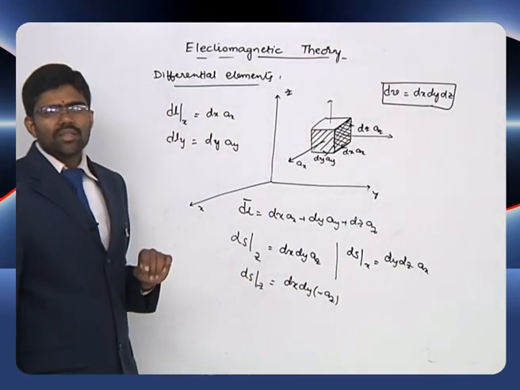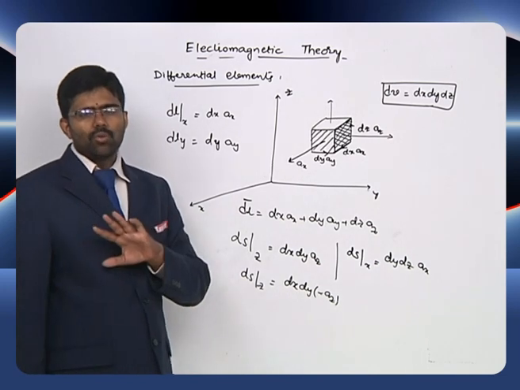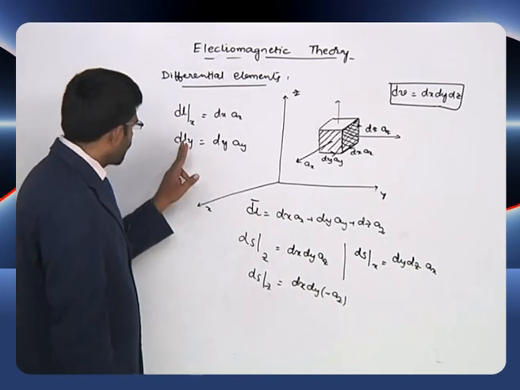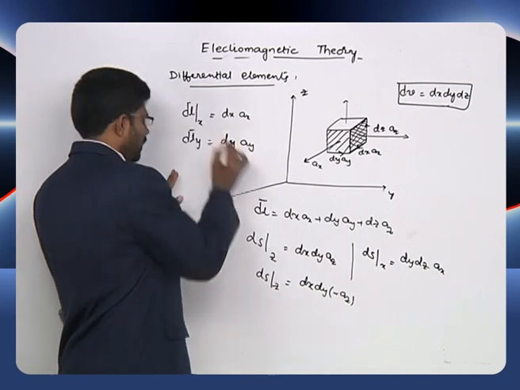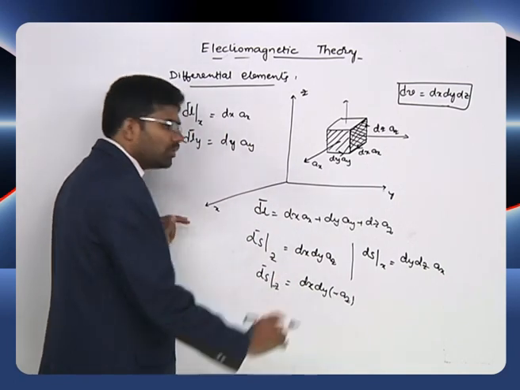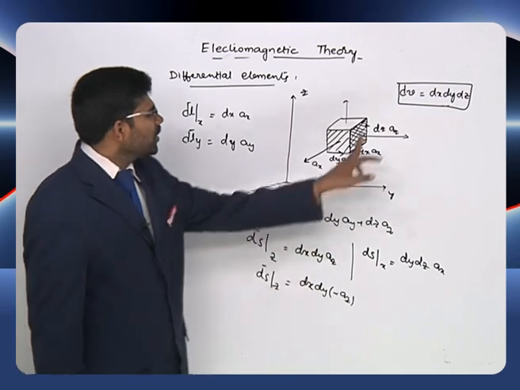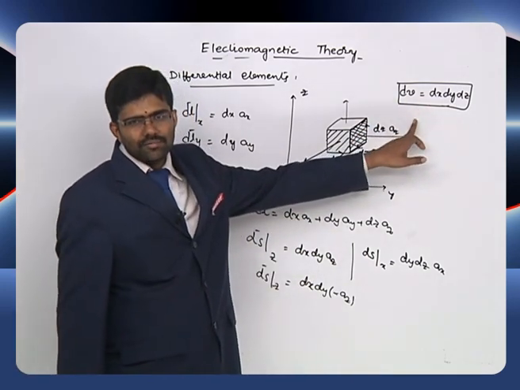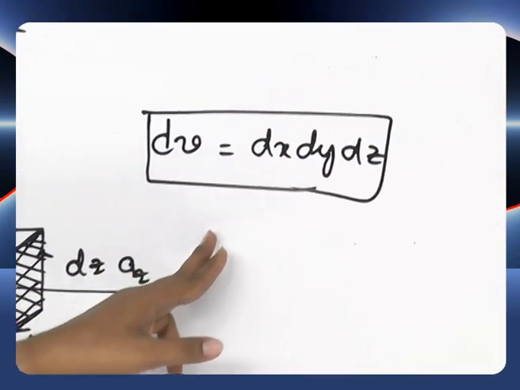Remember, dv is a scalar quantity; volume has no direction. The differential length is a vector quantity and the differential surface is also a vector quantity, but the differential volume is a scalar quantity.